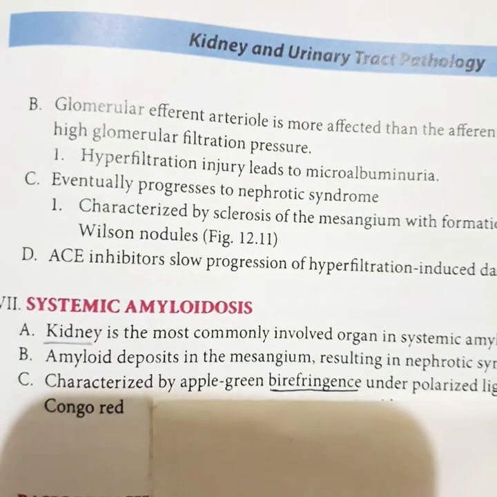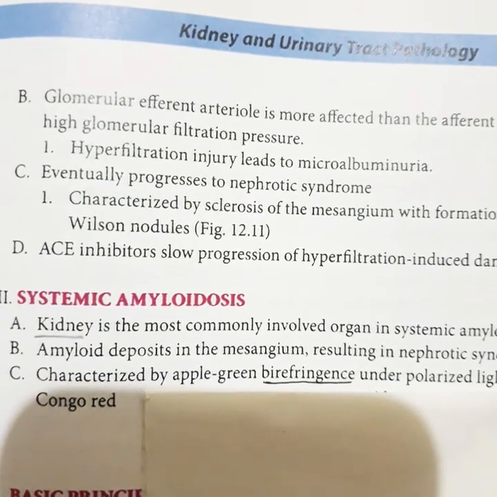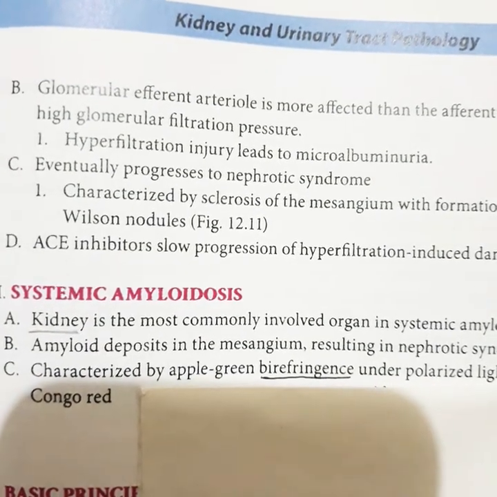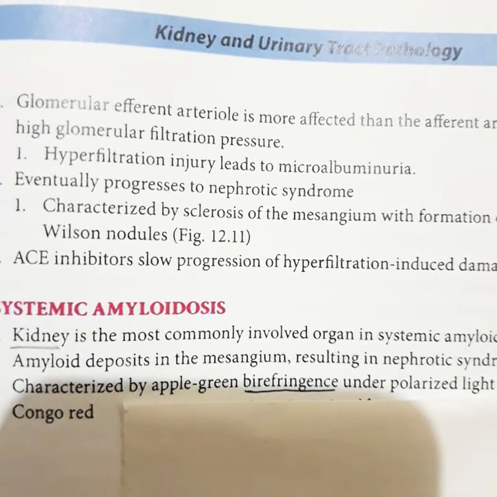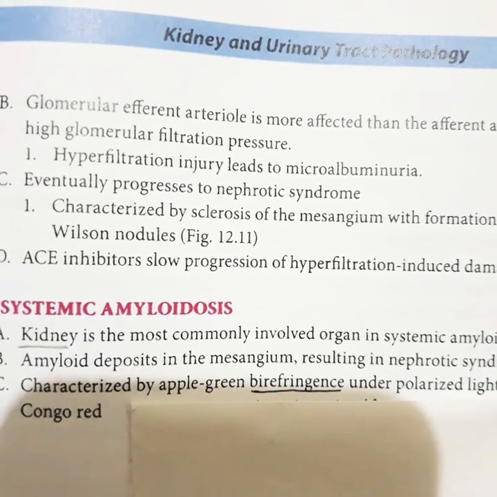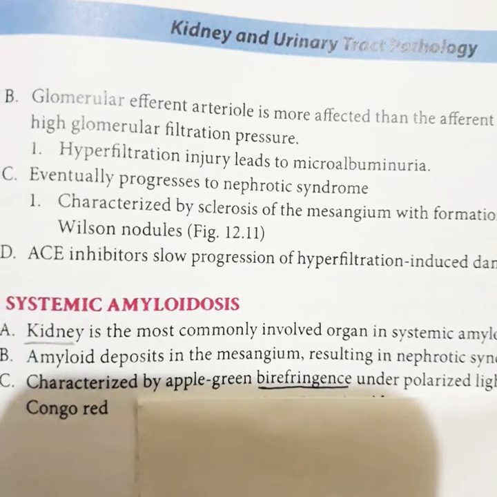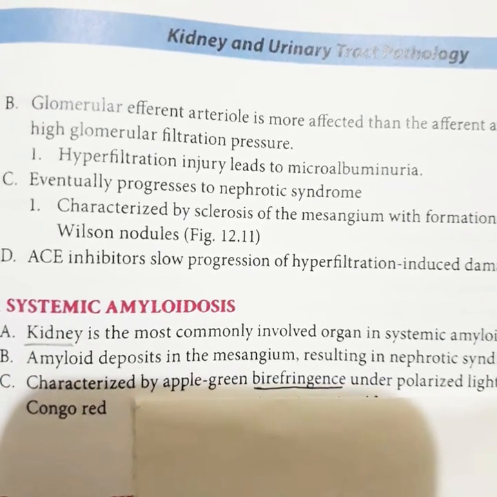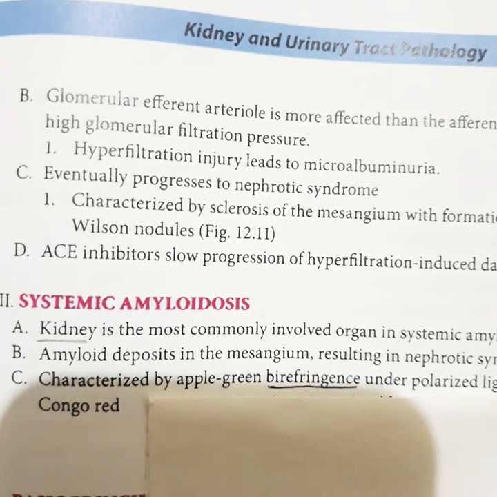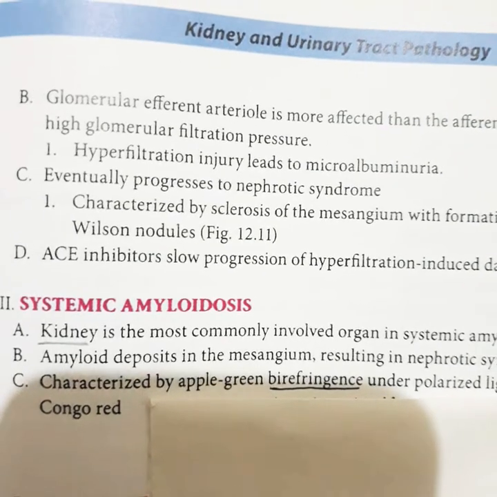Systemic amyloidosis. Kidney is the most commonly involved organ in systemic amyloidosis. Amyloid deposits in the mesangium, resulting in nephrotic syndrome, characterized by apple green birefringence under polarized light after staining with Congo red.